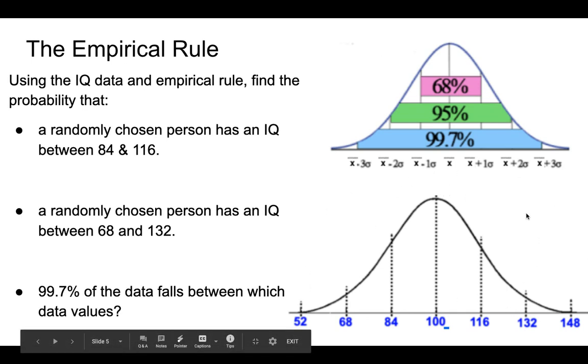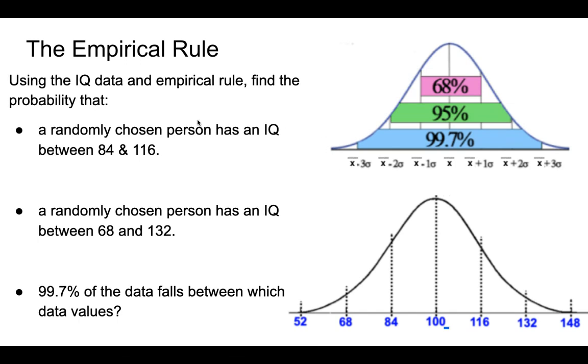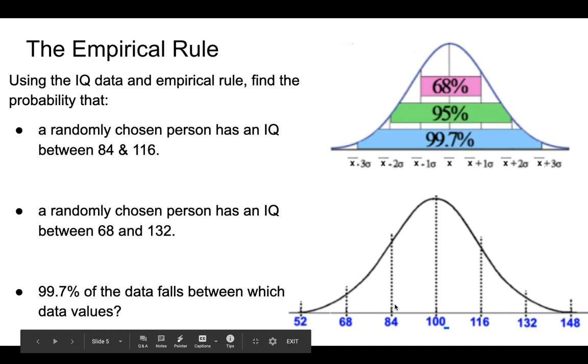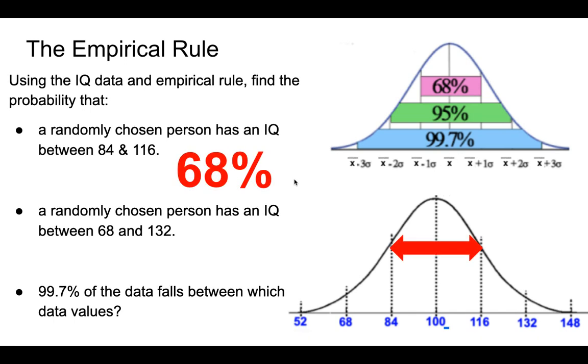So here is our data for IQ. We're going to find the probability that a randomly chosen person has an IQ between 84 and 116. Well, if we look at this, 84 is 1 standard deviation away, and so is 116. So according to our empirical rule, we have 68% is the probability that a randomly chosen person has an IQ between 84 and 116.